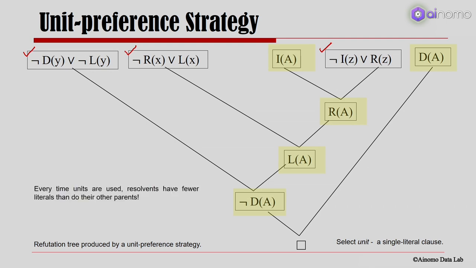Now, in the unit preference strategy, every time the units are used, you could see that the resolvents have fewer literals than do their other parents. And by just having an order on which clause to select and making a very interesting rule that you will select only the single literal clauses, I could get to the empty clause without generating the number of clauses that was required in breadth first or set of support.